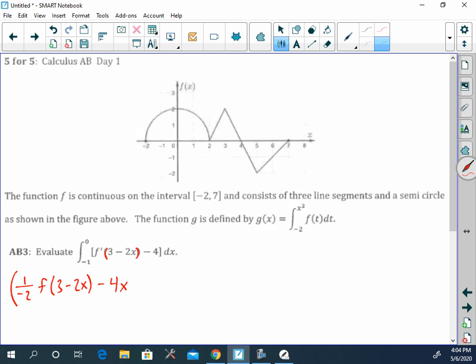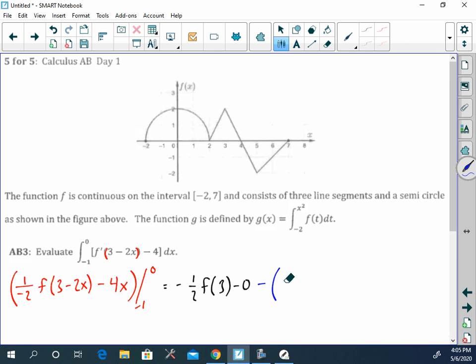And then we're going to evaluate this going from -1 to 0, which means we're going to plug in 0 first. And be careful, it doesn't always turn into 0 here. This is f of 3. And then minus 4 times 0 would be minus 0. So that part goes away. Then we subtract.